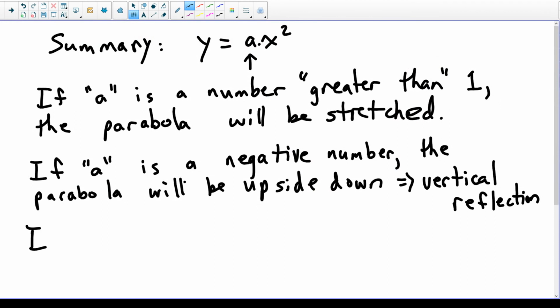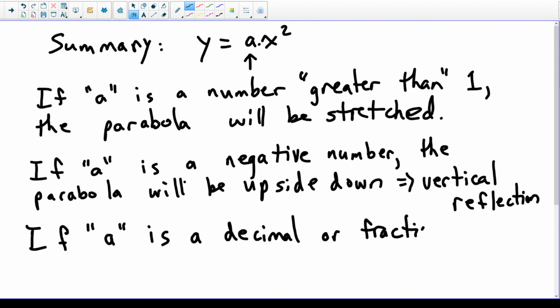So if A, now we have to be careful when we write the word decimal. And I'm going to write or fraction. So what do I mean by we have to be careful when we write the word decimal? 1.5 is a decimal, 3.7 is a decimal, but 3.7 is greater than 1. That would actually stretch the parabola. We want to squish the parabola down, okay? So what kind of decimal does that?